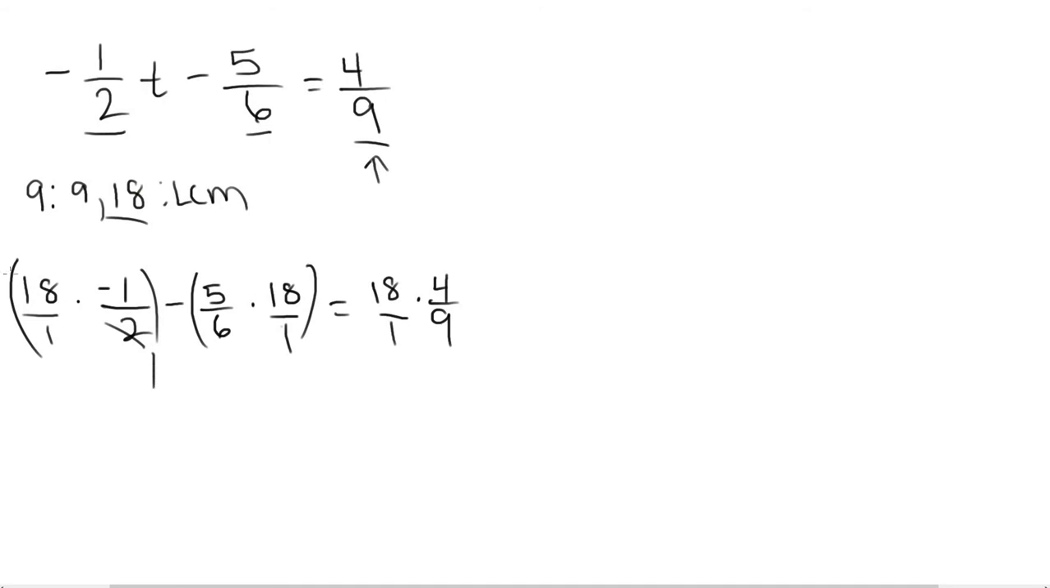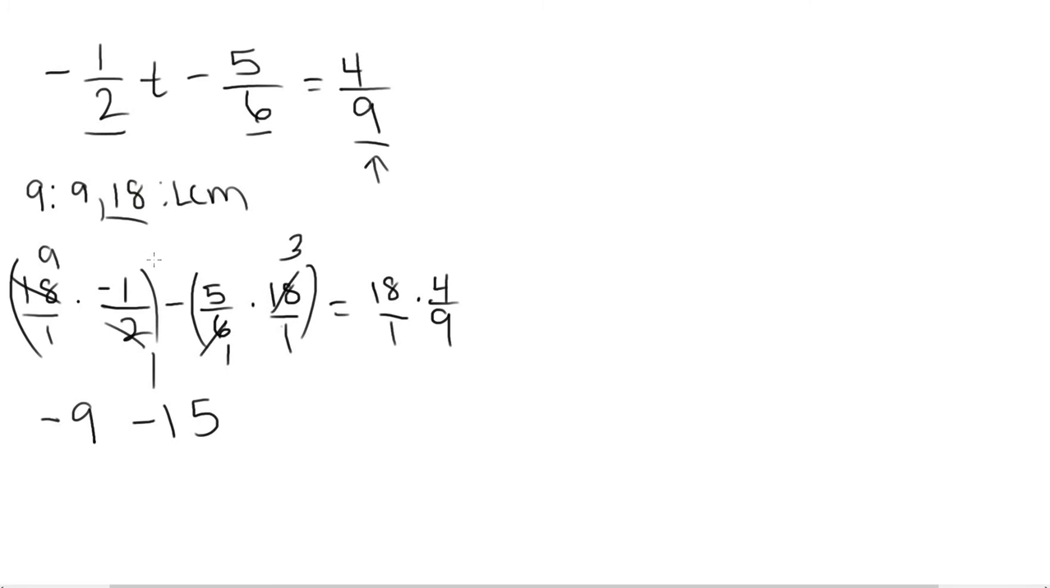2 goes into 2 one time. 18, 9 times. I'm going to bring this down now. 9 times a negative 1 is a negative 9 over 1. It's just a negative 9. Keep track of your signs. I have 6 goes into 6 one time. Here 3 times. Negative 5 times 3, a negative 15 over 1 is a negative 15.